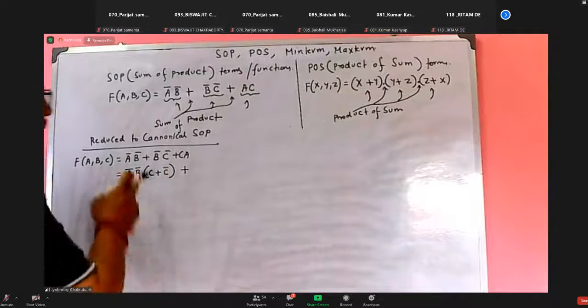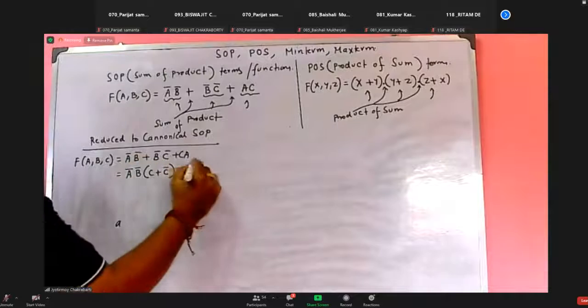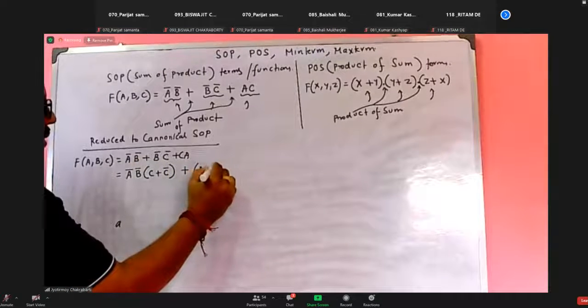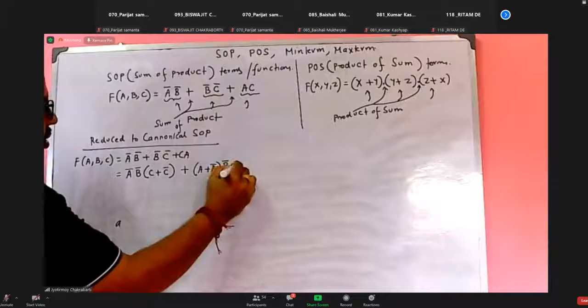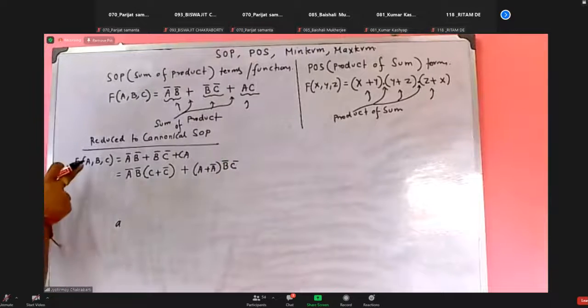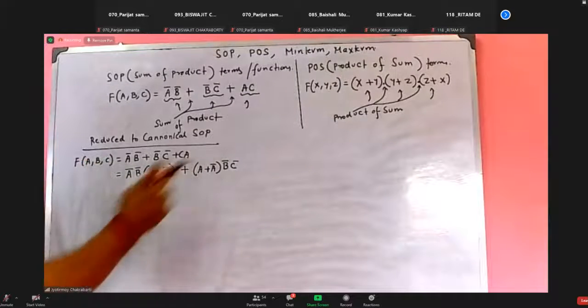Next, which variable is missing in the B bar C bar? Variable A. Yes, sir. So it is A plus A bar. Please maintain the order, okay? From the commutative law, we learned changing the order will not change the logical expression. So for maintaining this order, we are writing like this.